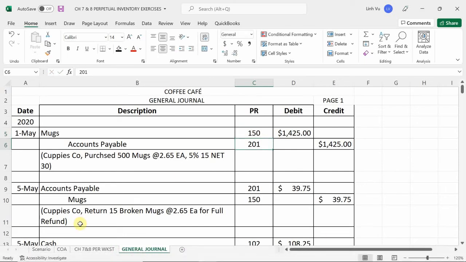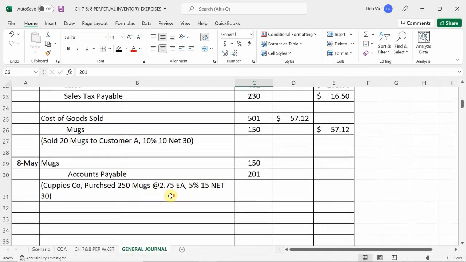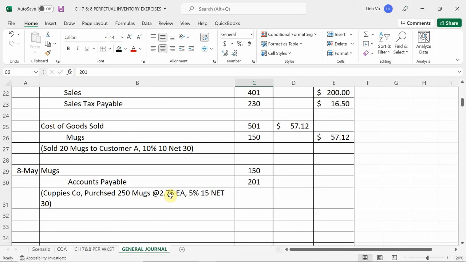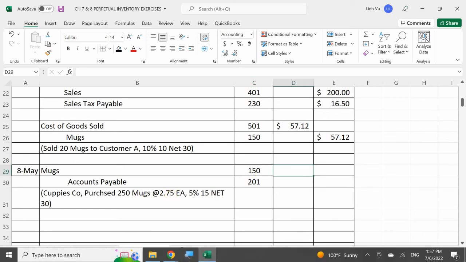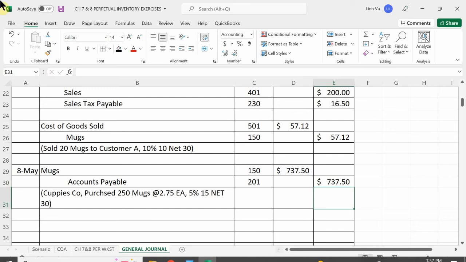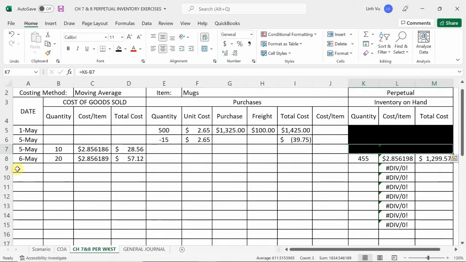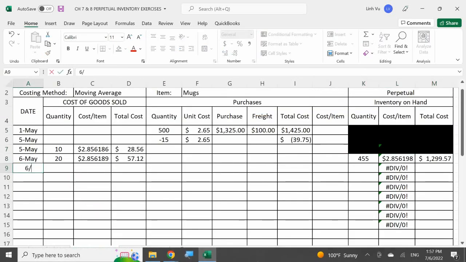Okay. So, if I were to purchase my mugs, 250 of them at $2.75 plus a freight of $50, what is my total purchases here? $737.50. Okay. So, now that I finished my journal, I'm going to plug those numbers into my inventory worksheet.